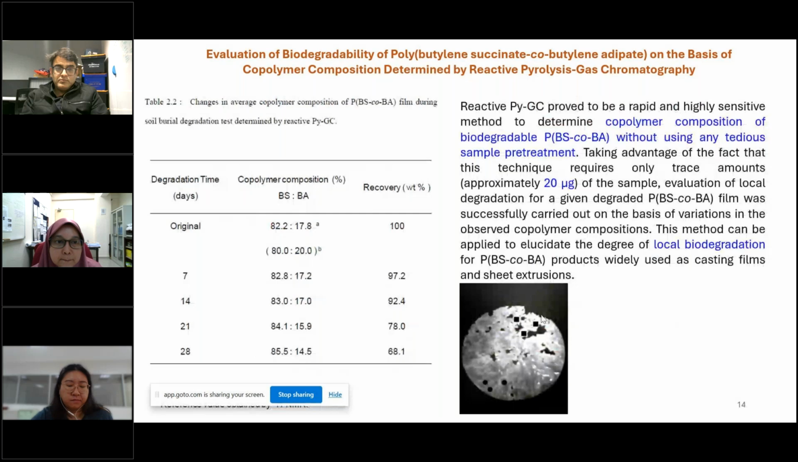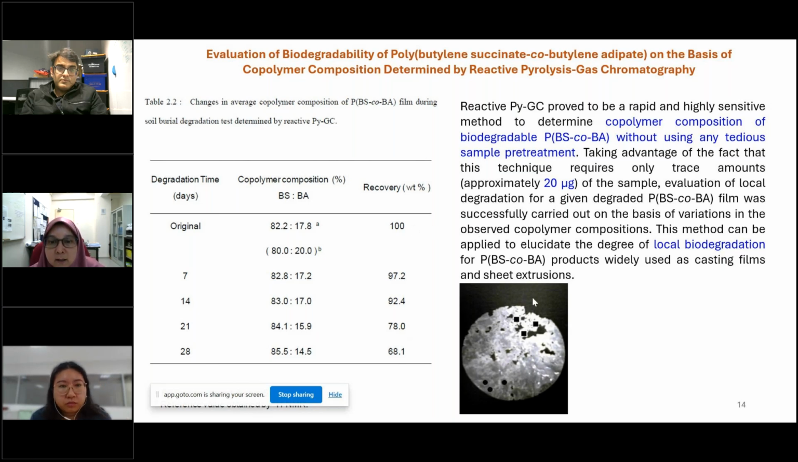Okay, so basically this table is the summarization of the degradation time in days. So this is the 7 days, first week, second week, third week, and fourth week. So with the increase of degradation time, we observe the decrease in butylene adipate unit. So here the recovery percentage also decreases with the elapse of degradation time.